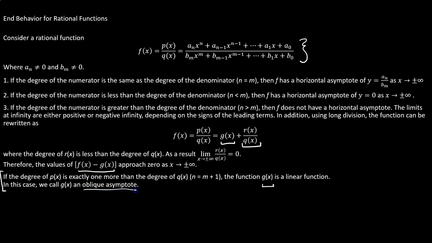If you want to know more about this, I'd encourage you to read the text. We're not going to do much more in terms of an oblique asymptote, but I just wanted to cover the 3 scenarios for rational functions.